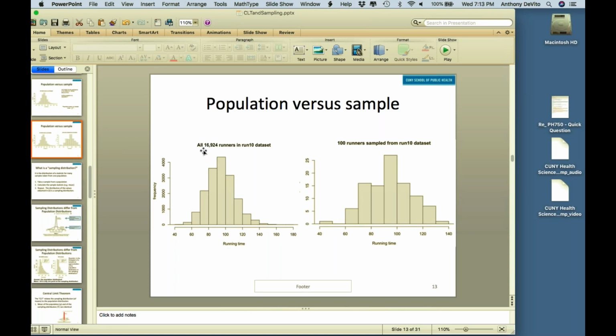We have, this is all 16,000 runners. This is a random sample of 100 runners from this population. These notations up here, run 16 data set. This was generated actually from the real data. This sample of 100 was generated by the program R randomly sampling the numbers from this population. And if we look, the middle looks to be around 90 or 100, and the middle here is around 90 or 100 as well.